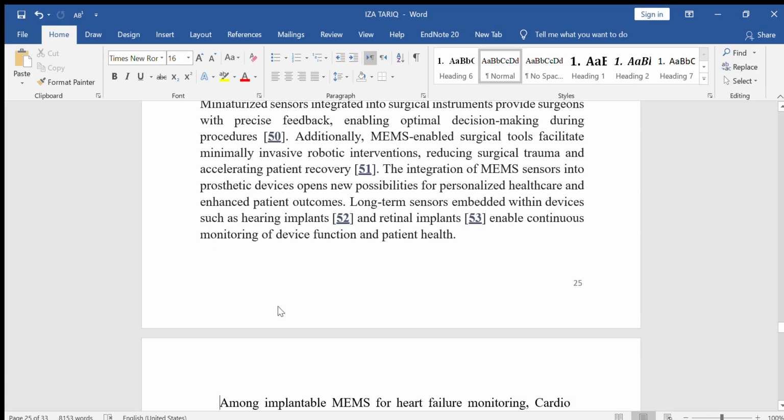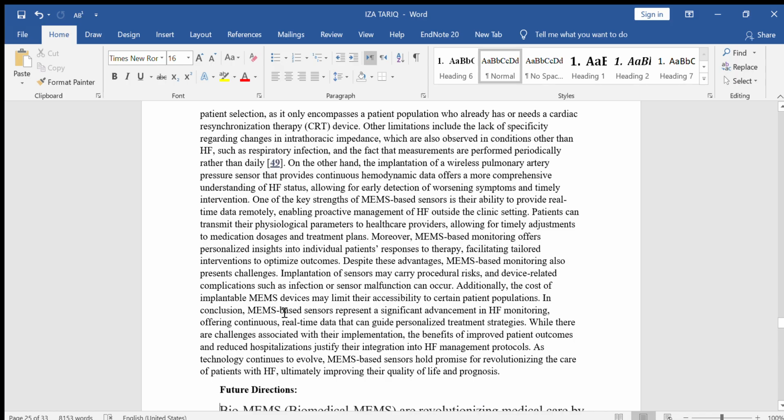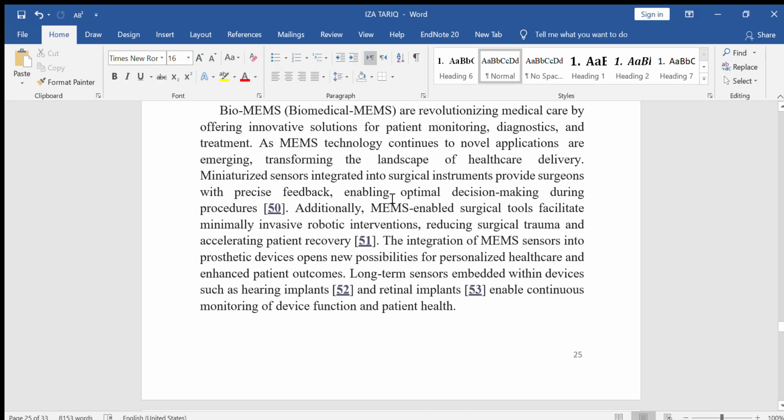Future directions. Biomedical sensors are revolutionizing medical care by offering innovative solutions for patient monitoring, diagnosis, and treatment. It means that microelectromechanical systems have changed the medical field through many innovations for patient monitoring, diagnostics, and treatment. As microelectromechanical system technology continues to advance, novel applications are emerging, transforming the landscape of healthcare delivery.